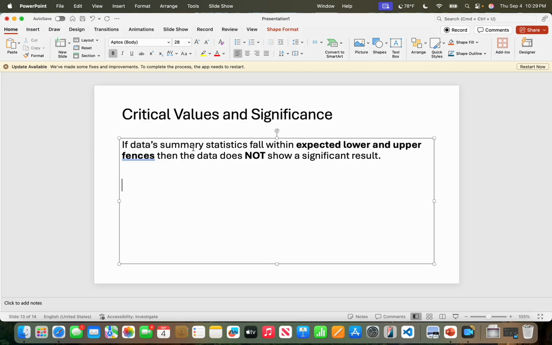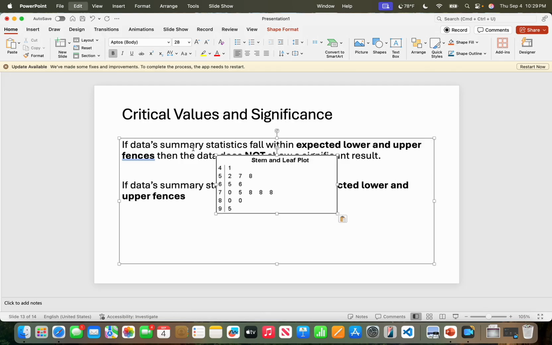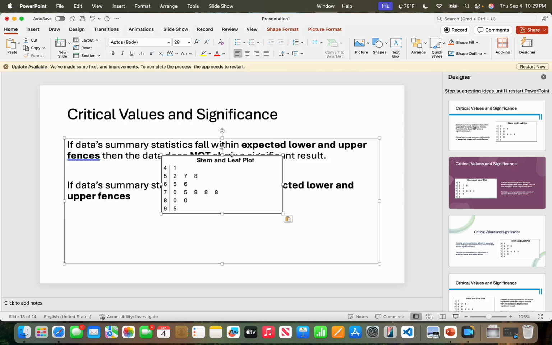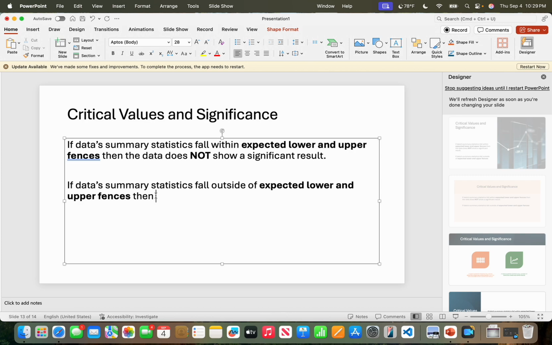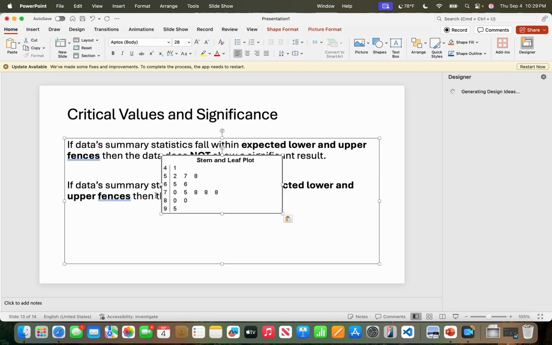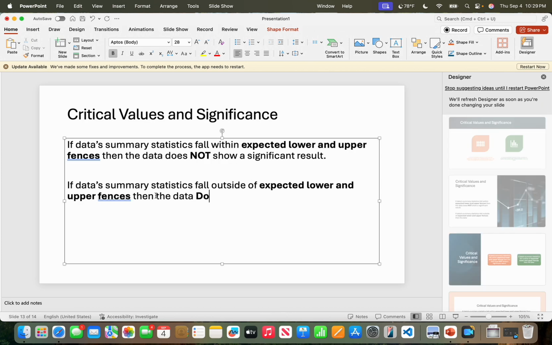And guess what? The opposite's true. So if data's summary statistics fall outside of expected lower and upper fences, again, that's some interesting wording. Then the data does show a significant result.